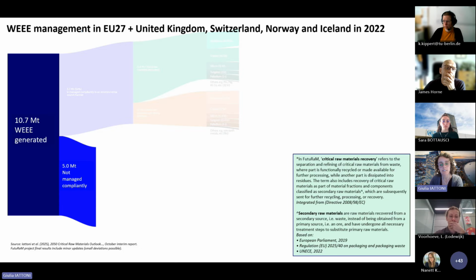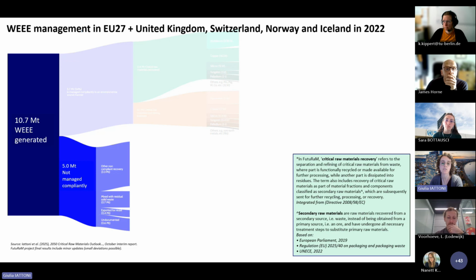Out of the 10.7 million tons of WEEE generated, the remaining 46%, which means about 5 million tons, was not compliantly collected or treated, increasing the chance of losing valuable material. And the largest quantity of this falls under non-compliant recovery, including WEEE that is mixed with other metal and plastic waste, where only some materials such as iron or steel may be recovered, but often also at lower standards.